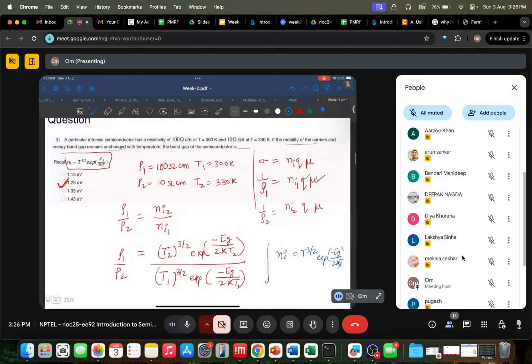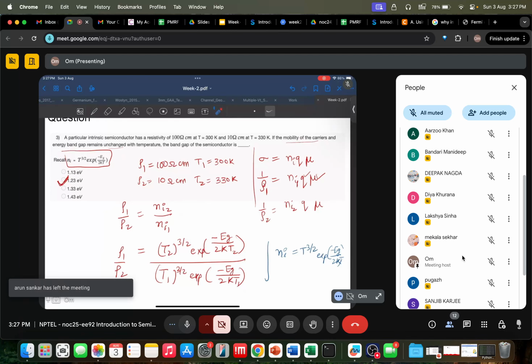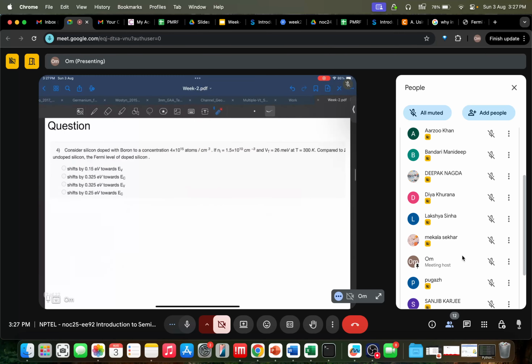So why does ni change with temperature? Because ni is just the intrinsic carriers, and the intrinsic carriers come from thermal generation and recombination, right? So if you increase the temperature, the rate of thermal generation and recombination will increase, so your ni will increase. Okay, next question.